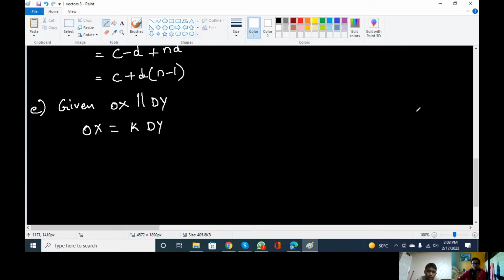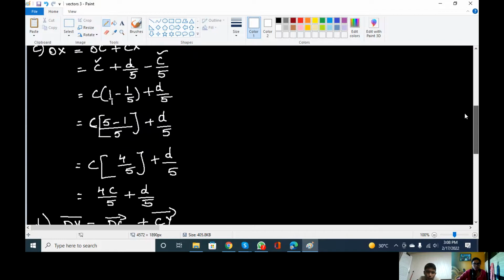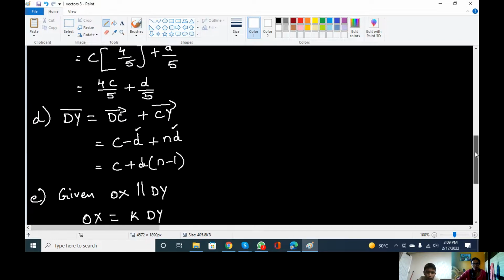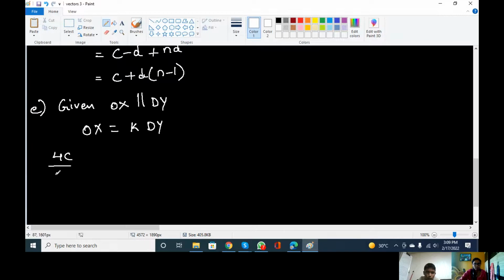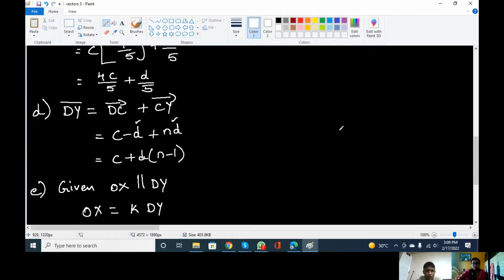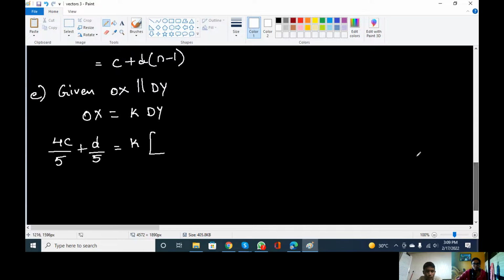It's nothing but OX is equal to some k times DY. If you remove the parallel symbol, you can put an equal to and you will get a constant. Next, what is OX? OX is here 4C over 5 plus D over 5, is equal to k times DY. What is DY? DY is this only: C plus Dn minus D. So we will multiply with this: kC plus kDn minus kD.